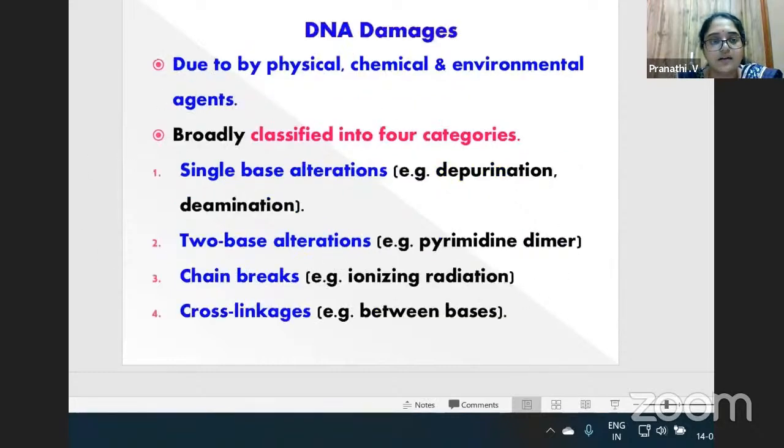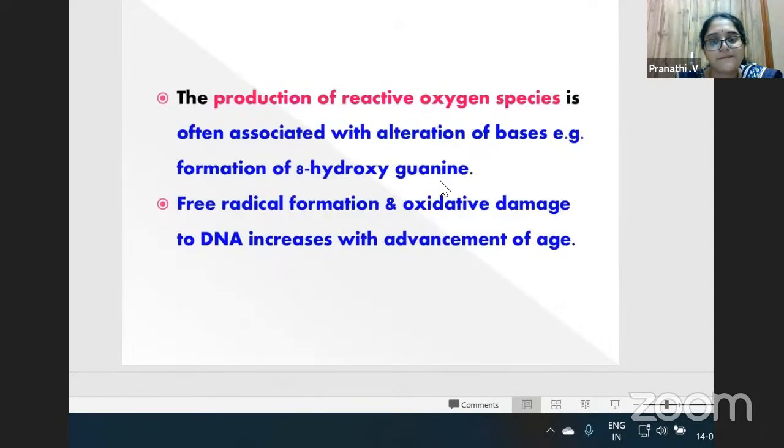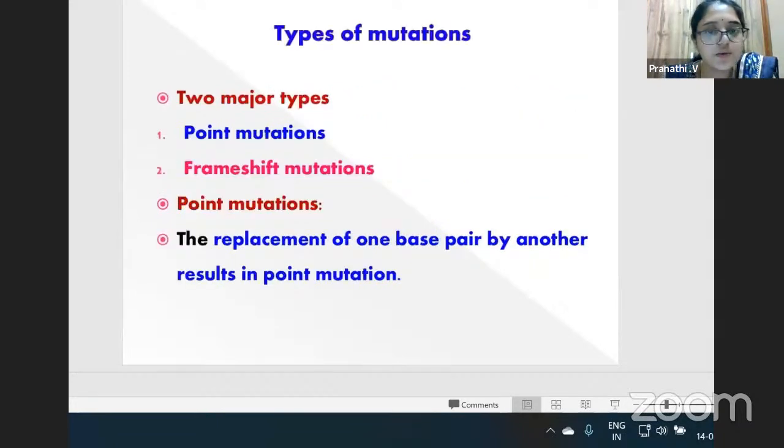Just a second. We will come to this in some time. So let us see the different kinds of mutations.